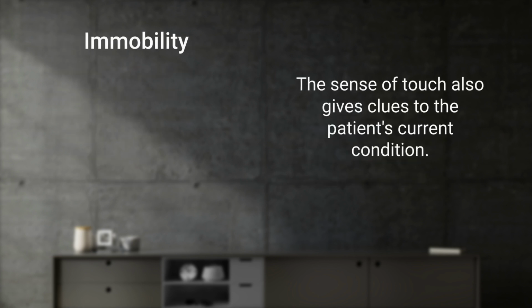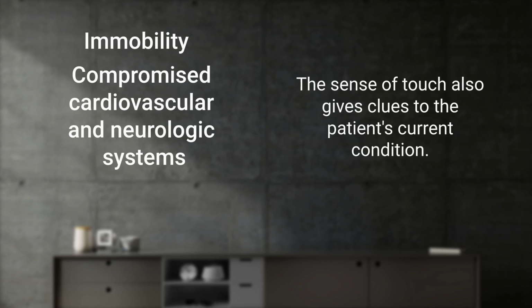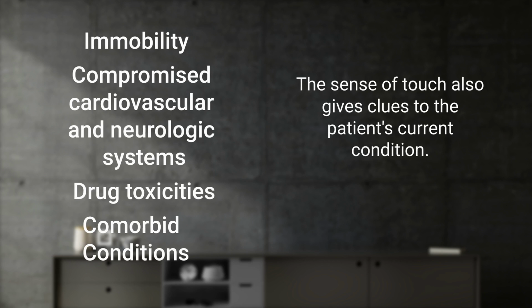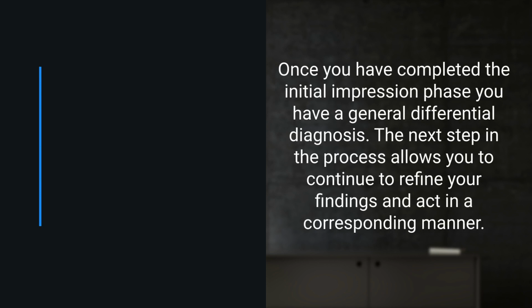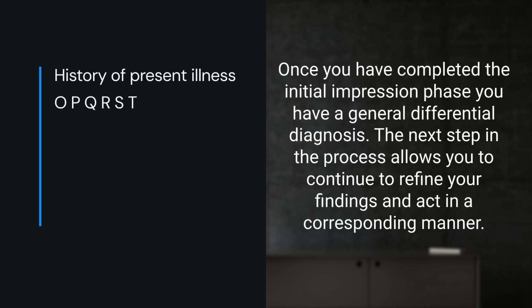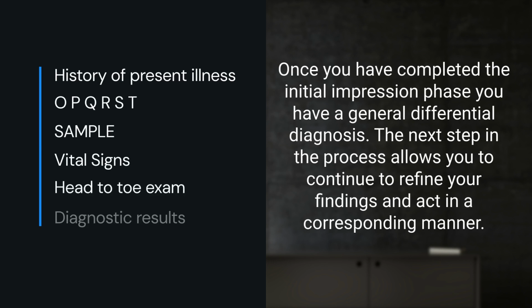Other factors such as immobility, compromised cardiovascular and neurologic systems, drug toxicities, and comorbid conditions can cause poor perfusion and diminished compensatory mechanisms. Touch provides essential assessment information during periods of high demand. Once you have completed the initial impression phase, you have a general differential diagnosis. The next step in the process allows you to continue to refine your findings and act in a corresponding manner. This process includes the following: history of present illness, OPQRST, SAMPLE, vital signs, head-to-toe examination, and diagnostic results.